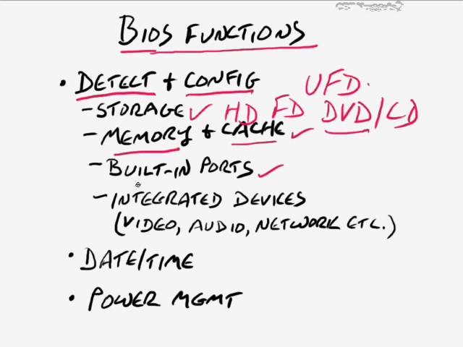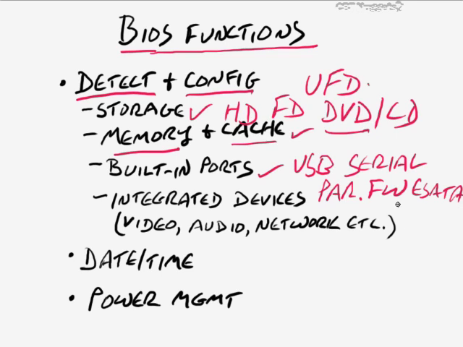Then we also have detection and configuration of your built-in ports. This could be ports such as USB. It could be serial ports, which are kind of primitive these days. You don't really see them very often anymore. Parallel ports. What else do we have? FireWire, or 1394 is another way of describing those. Could also include eSATA. Kind of running out of room there. But a lot of those different kinds of ports that we have there, your PS2 for a keyboard and mouse, all that kind of stuff is detected by the BIOS.